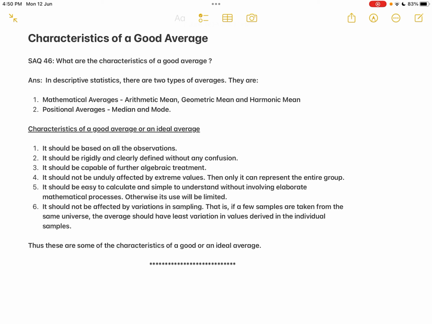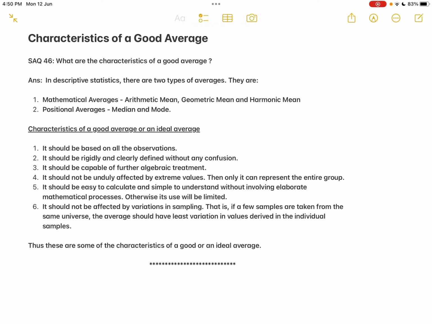In this class, we will check out the next 5 marks question from Unit 10, Basic Statistics for Economics, that is characteristics of a good average. So this is SAQ 46. What are the characteristics of a good average?